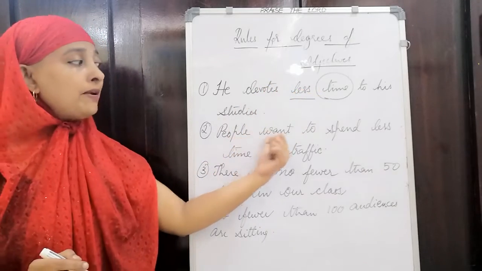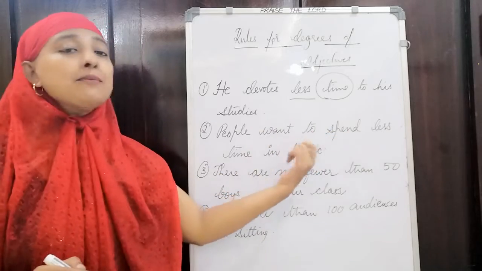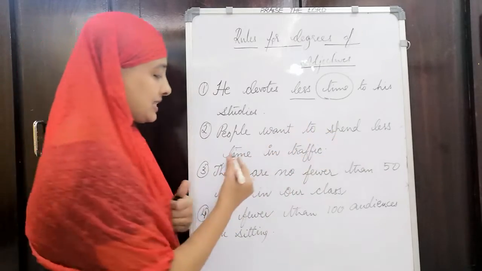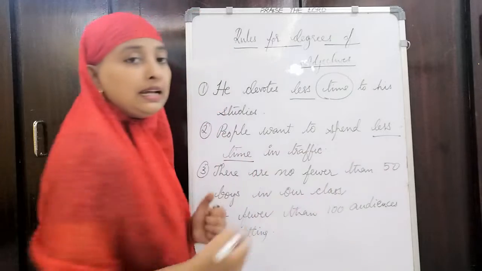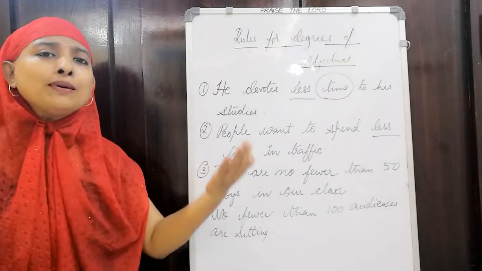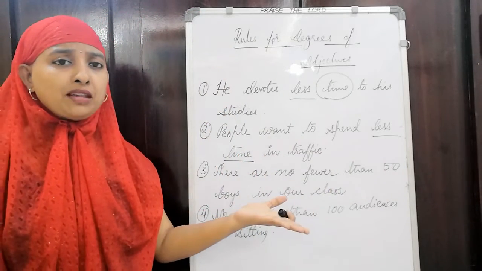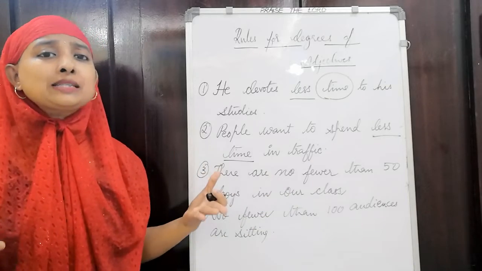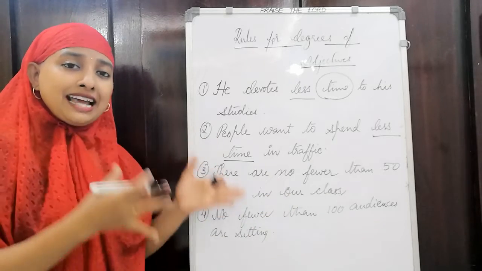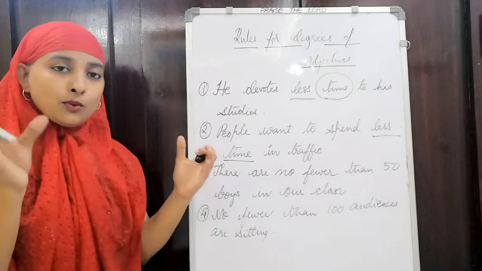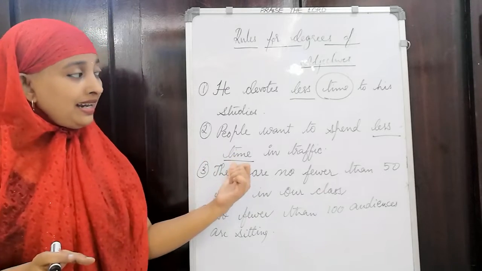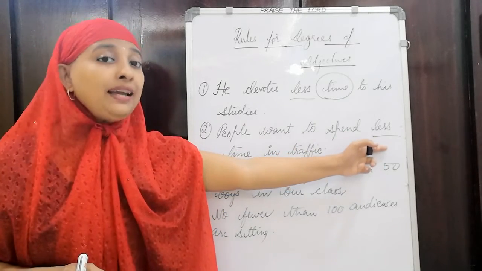Similarly here, people want to spend less time in traffic. So here also you see time. Or people want to spend less money, okay. People don't want to waste money, right? So people want to spend less money, like that. So when it comes to that, less will be used.